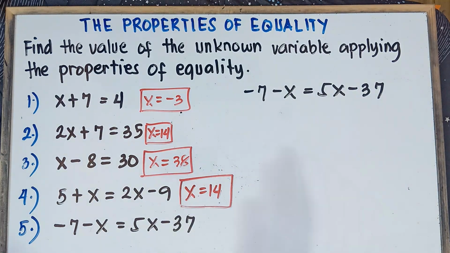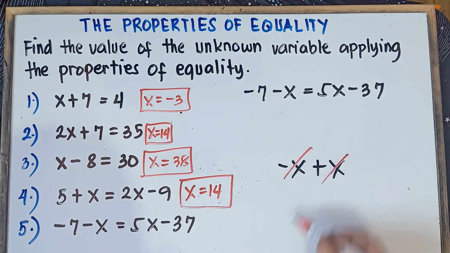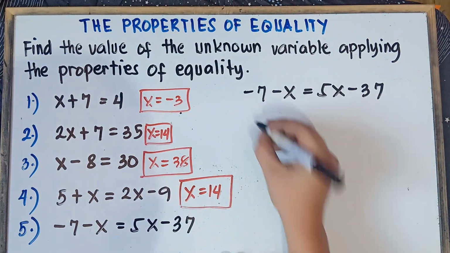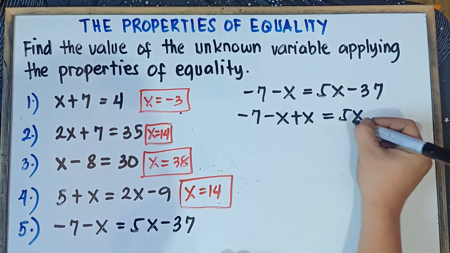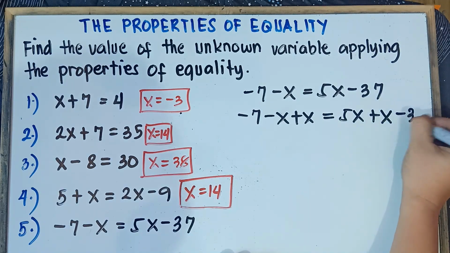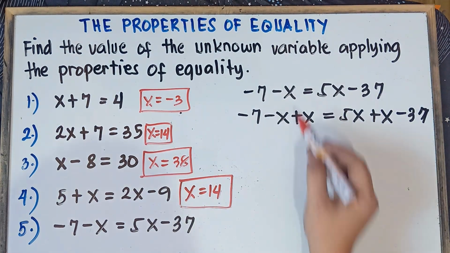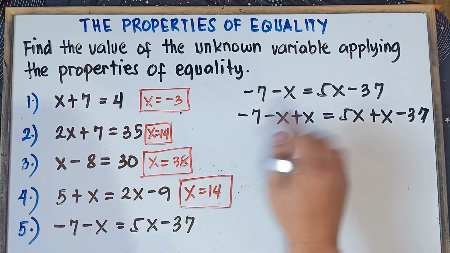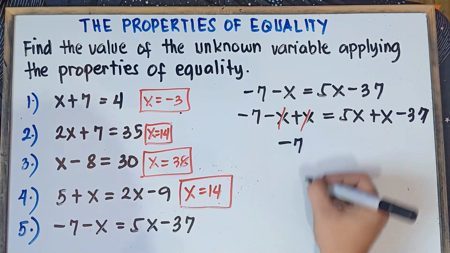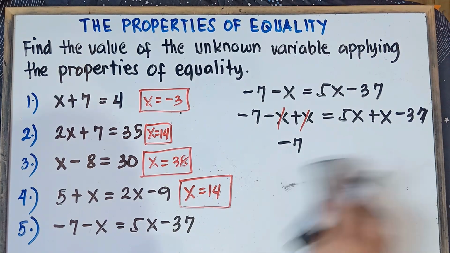We need to add x to both sides, because negative x plus x, we can simply cancel this out because this is 0. So this is negative 7 minus x plus x equals 5x plus x minus 37. Sir, question, why do we need to add x to both sides? So that we can cancel this out, class, and the remaining expression will be only negative 7, because negative x plus x is 0. You can simply cancel this out.